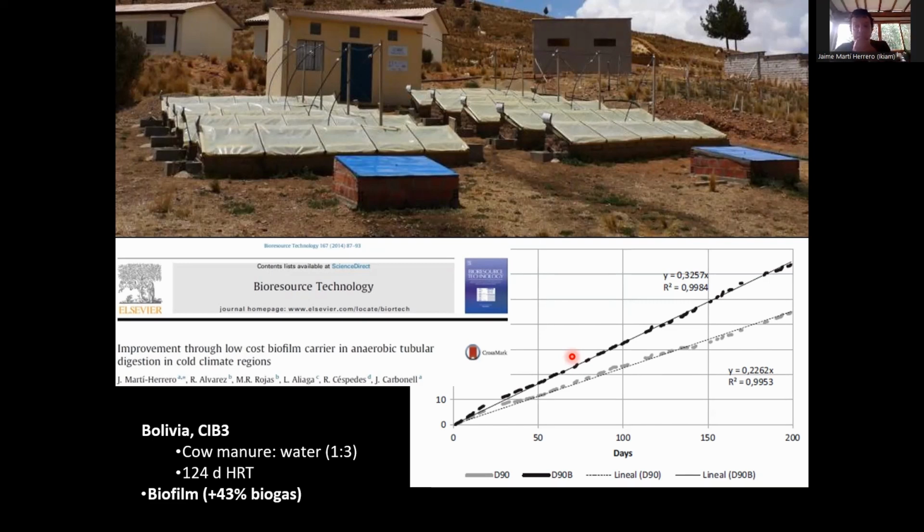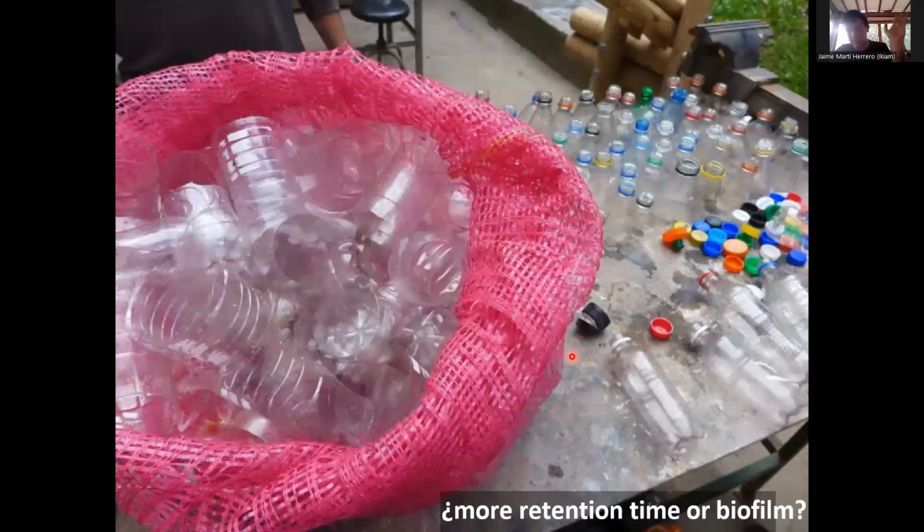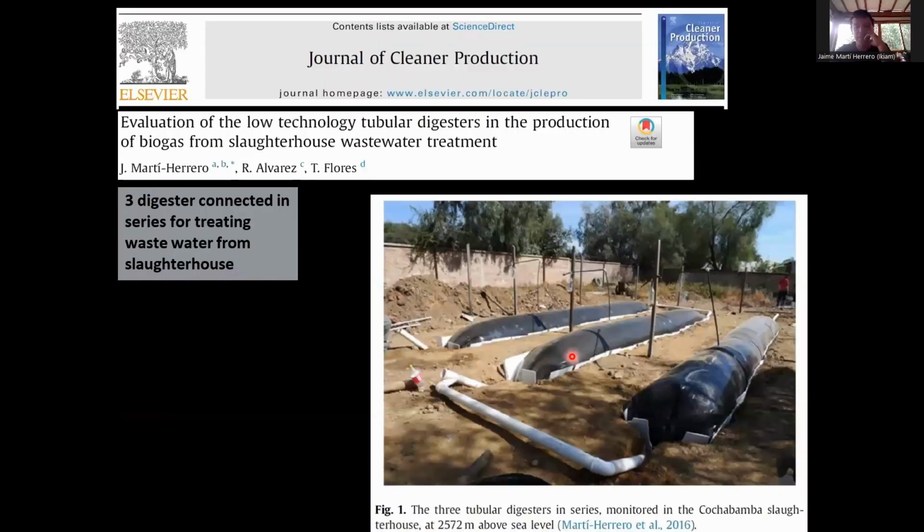We did that, and what we found is that we can produce 43% more biogas when we put bottles inside the digester. And when we say bottles, we are talking about plastic bottles that you can find anywhere as rubbish. So everything was going okay with this research, with bottles, with the thermal performance.